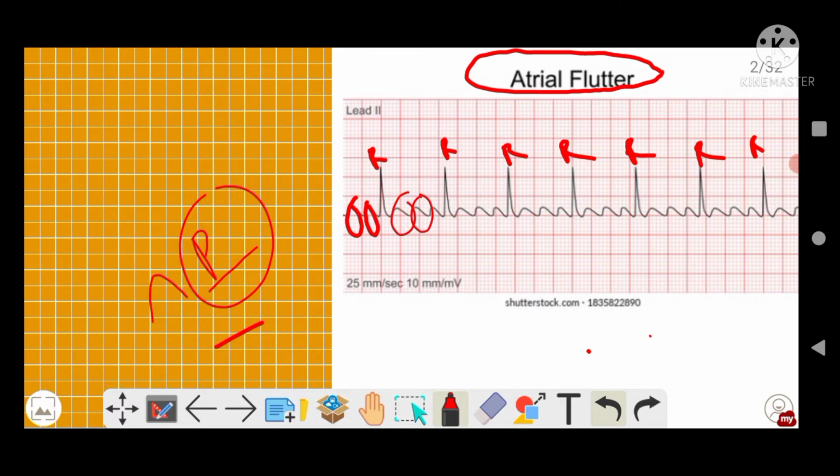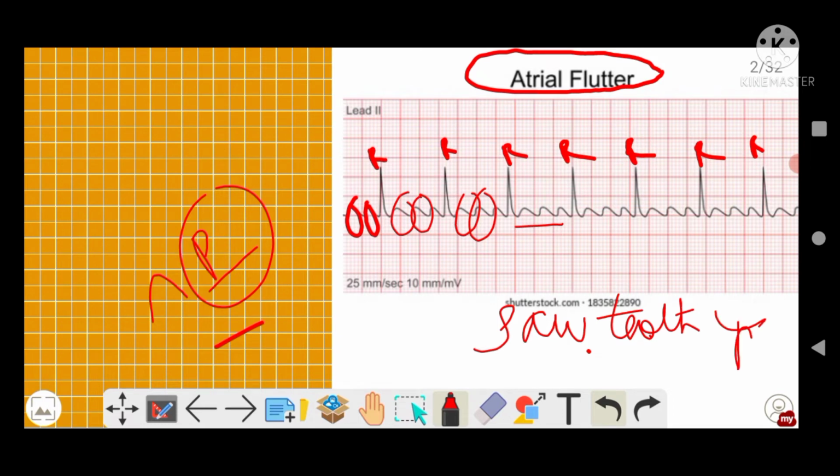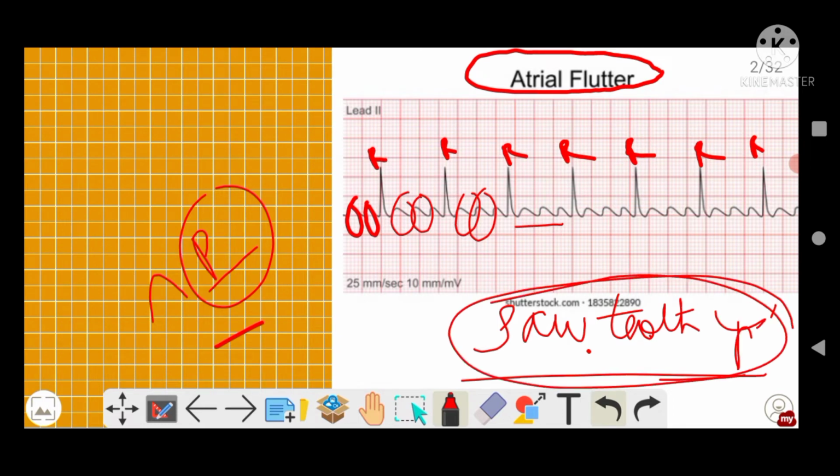So from that point I can conclude that there is a series of atrial depolarization waves back to back, and this gives the sawtooth appearance. Back-to-back P waves, or back-to-back atrial depolarization waves, account for a sawtooth appearance. Okay, this is the first point. So this comprises your flutter waves.